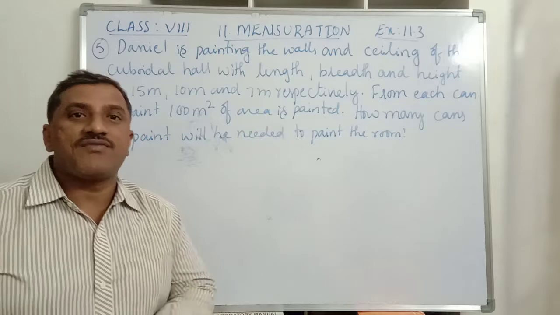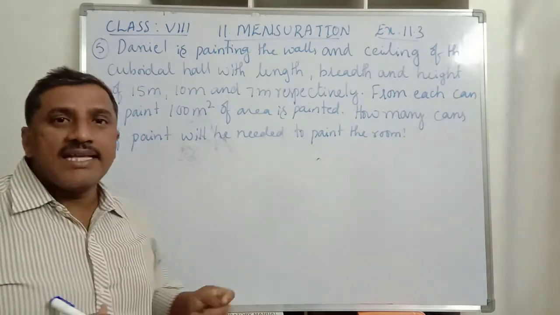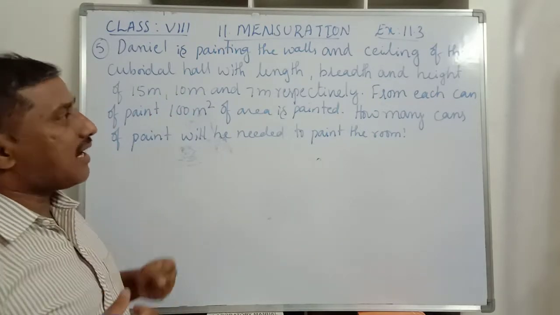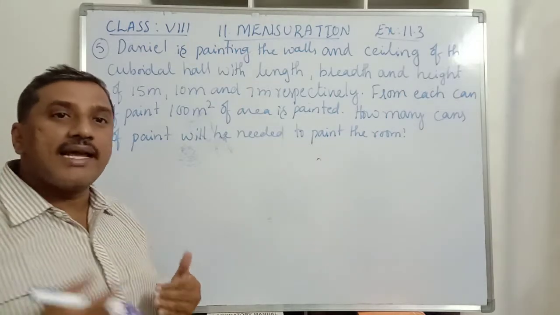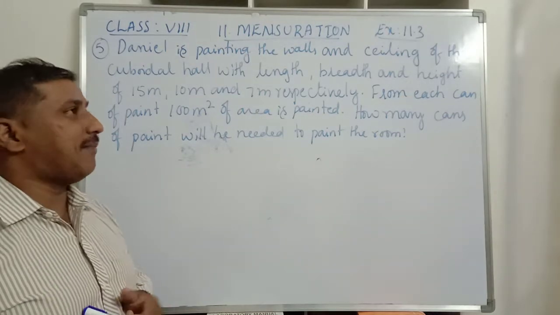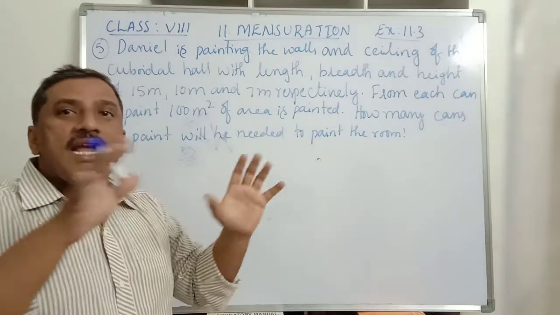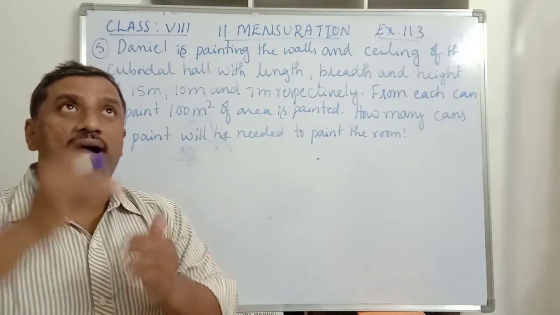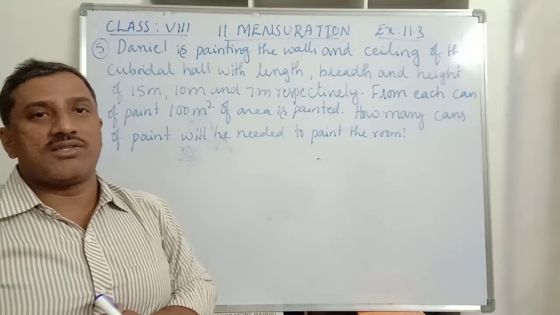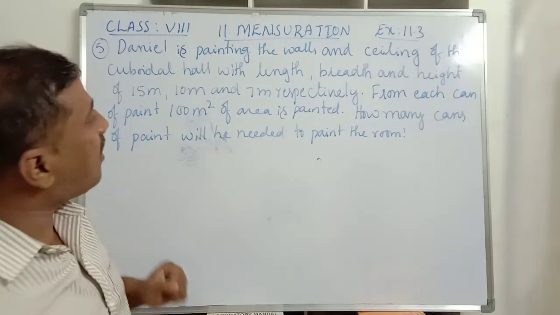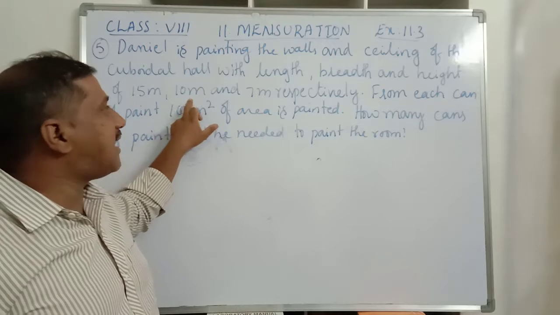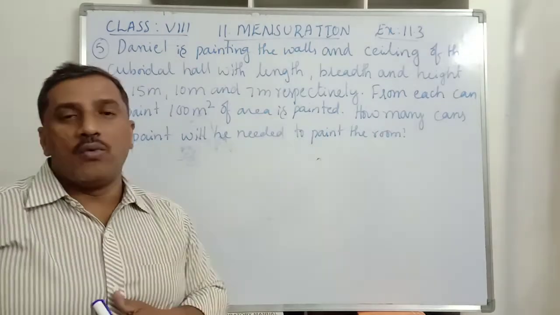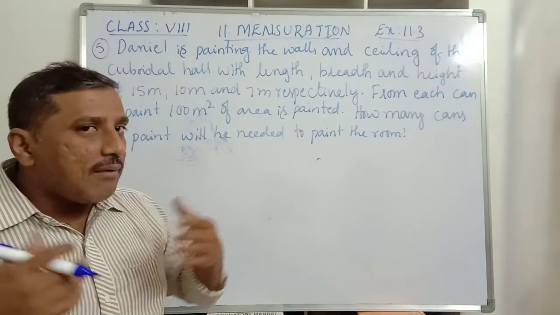Now we will discuss the fifth question. Daniel is painting the walls and ceiling of the cuboidal hall with length, breadth and height of 15 meters, 10 meters and 7 meters respectively. So a cuboidal shaped hall is there, and he is painting the four walls of the room, that is lateral surfaces of the room, and the ceiling, that is roof of the room also. Of that hall length is 15 meters and breadth is 10 meters, 7 meters is the height. So he wanted to paint that room and he wanted to purchase the paint cans.